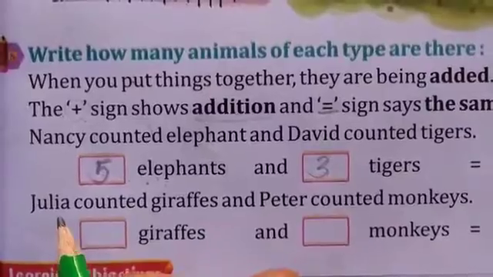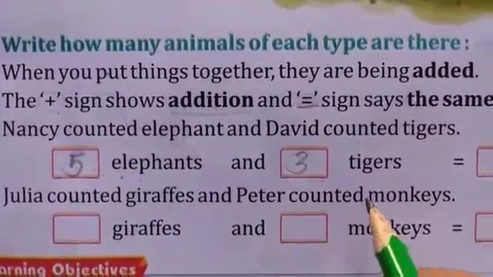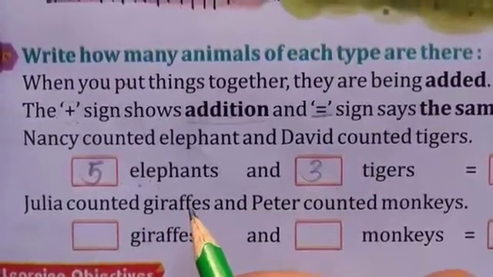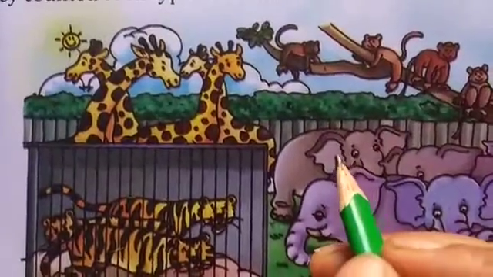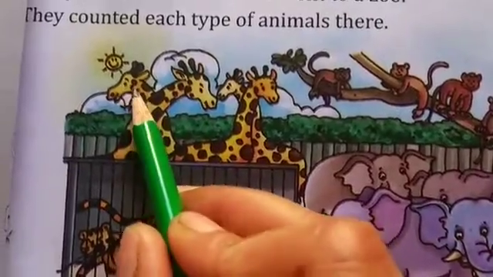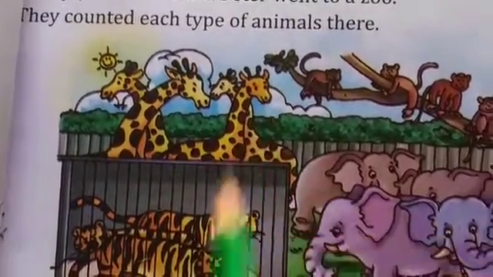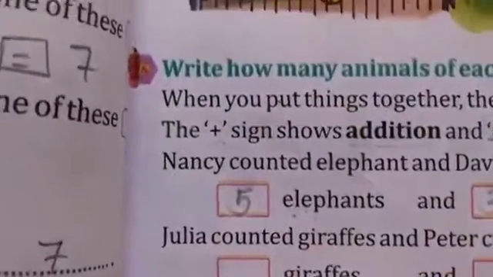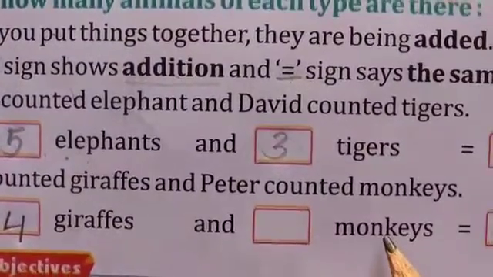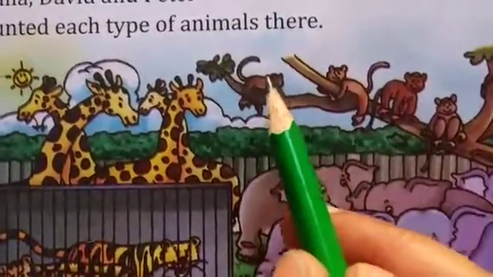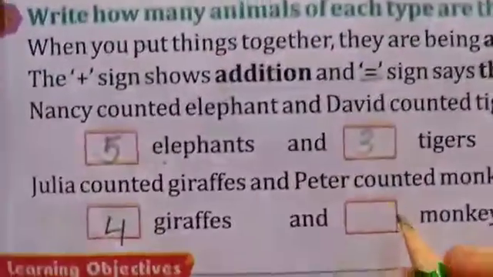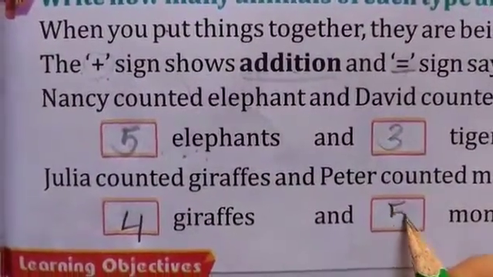Next one: Julia counted giraffes and Peter counted monkeys. Let's come to the picture. These are the giraffes. Count the faces. 1, 2, 3, 4. How many giraffes? 4, so we write here 4. And monkeys. Let's count the monkeys. 1, 2, 3, 4, 5. How many monkeys? 5, so we write here 5.